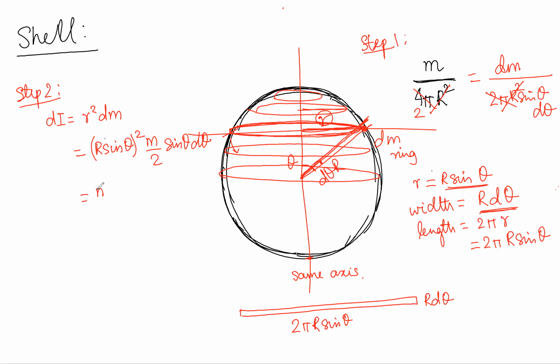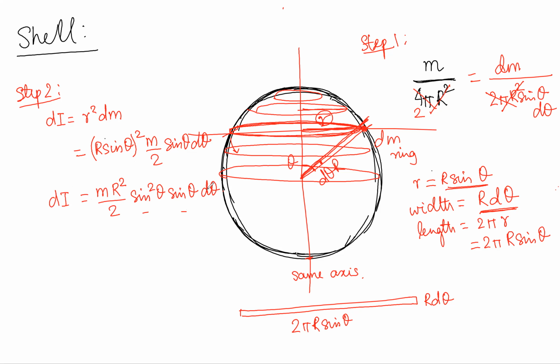You can write it down more precisely if you want. So this will become m r square divided by 2 sin square theta multiplied by sin theta multiplied by d theta. This is the value of dI. मैंने जानबूझ के sin square और sin को अलग लिखा है. You'll understand in just a minute.